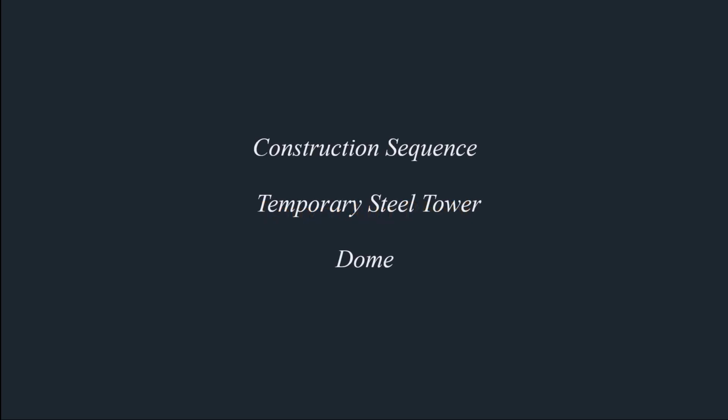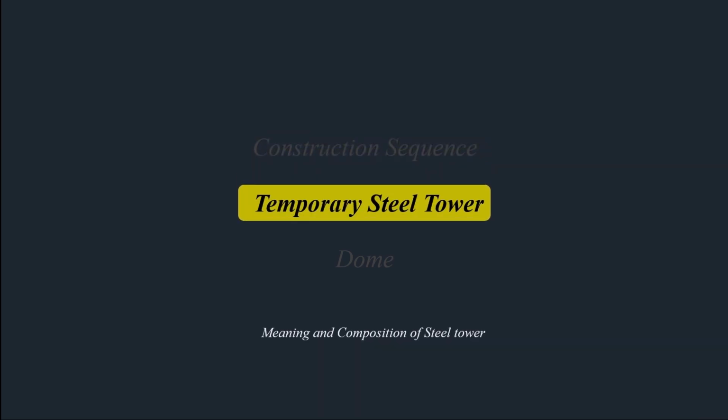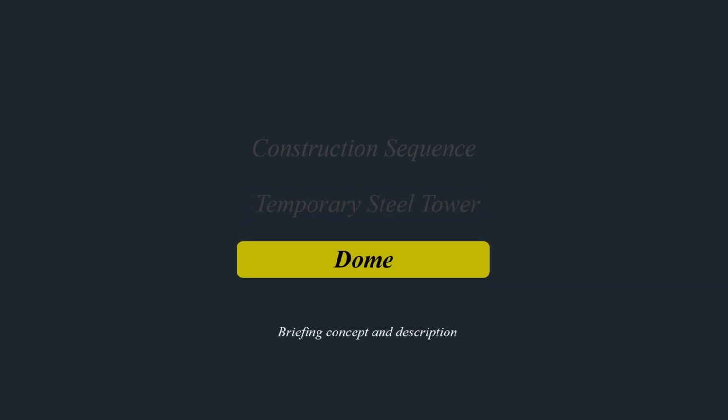This time, we will review the construction of River Abu Dhabi in order and continue to present the dome support tower, the temporary steel tower, and the dome. First, let's look at the overall construction order. I'm going to show you as schematic diagrams.